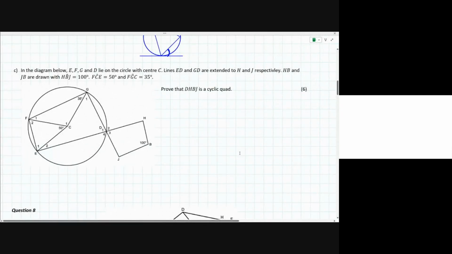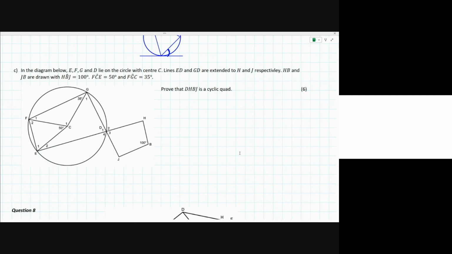In the diagram below, E, F, G, and D lie on the circle with center C. So in this case, I've told you where the center is. So that means any line drawn from the center to the circumference is a radius. I would need to tell you if you have a diameter, but we can then see radii. Lines ED and GD are extended to H and J respectively. HB and JB are drawn with HBJ equals 100 degrees. FCE is 50 degrees and FGC is 35 degrees. And we are being asked to prove that DHBJ is a cyclic quad.